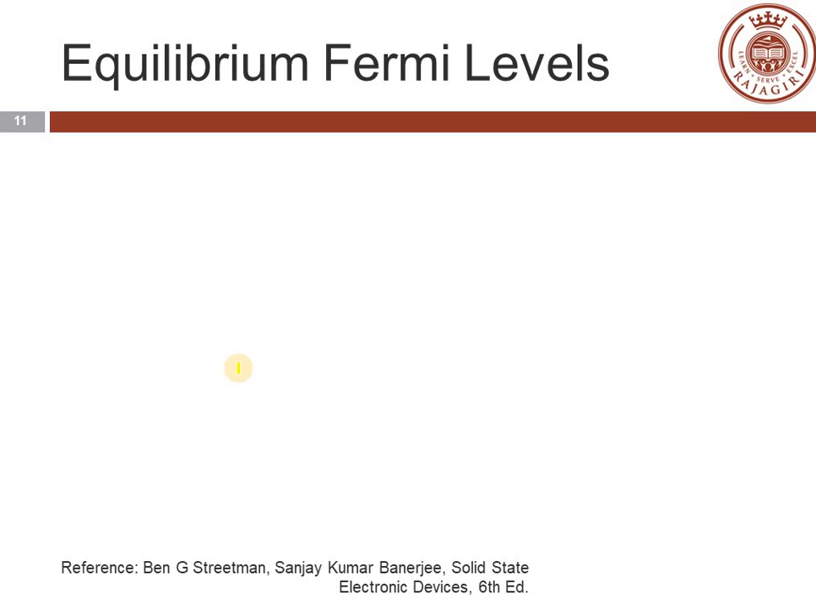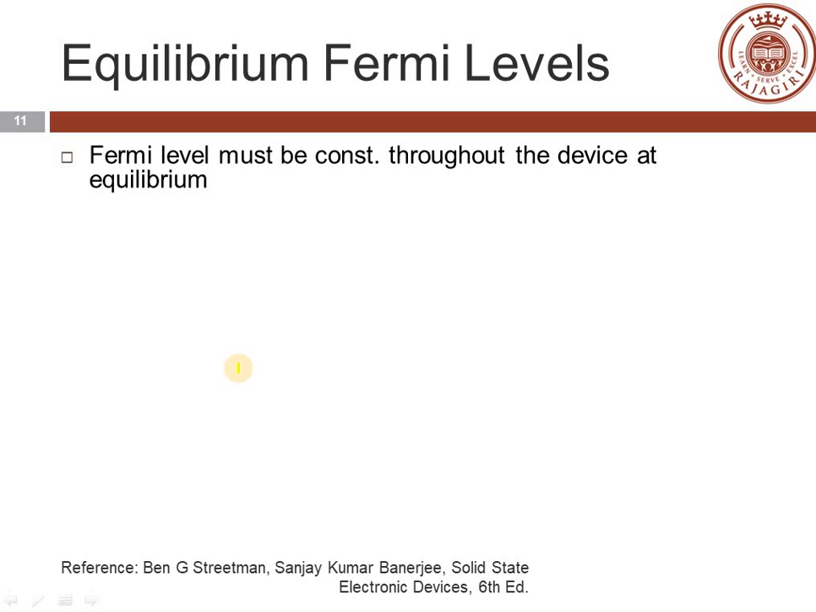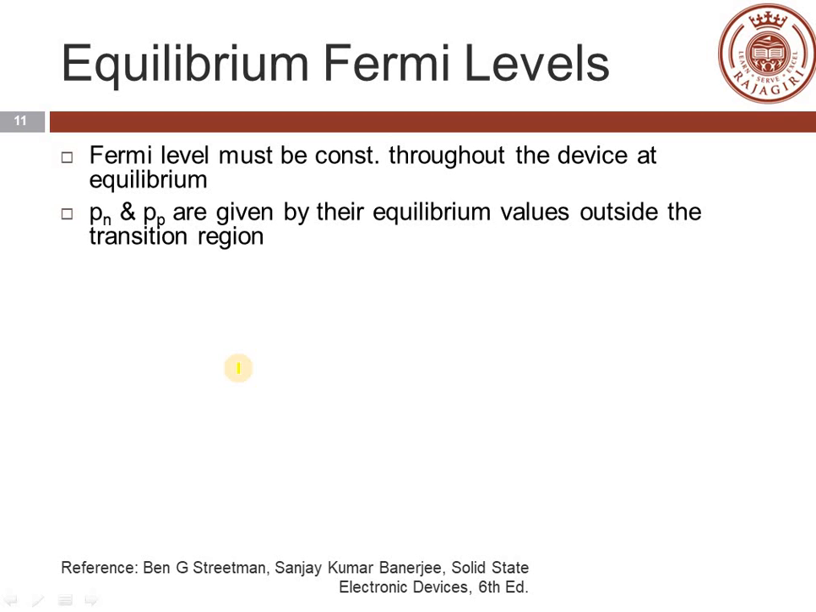Now we will focus on equilibrium Fermi levels. The Fermi level must be constant throughout the device at equilibrium. As we have seen in the previous energy band diagram at equilibrium, we will have only one constant Fermi level throughout the entire PN transition region. Now Pn and Pp are given by their equilibrium values outside the transition region. Pn is the equilibrium hole concentration in the N region, and Pp is the equilibrium hole concentration in the P region.